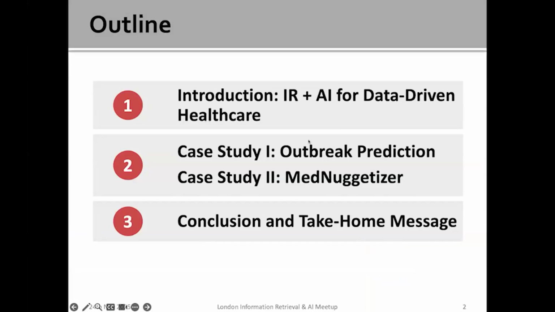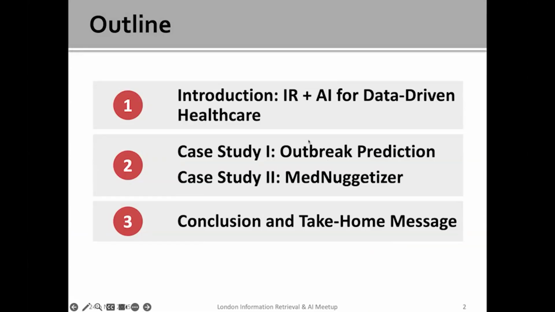So, the structure of my talk. First, I want to give you a little bit of an introduction about how we can use IR and AI for data-driven healthcare, and motivate the case studies I will present.